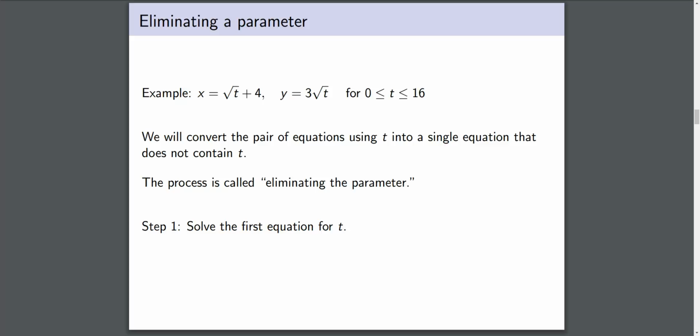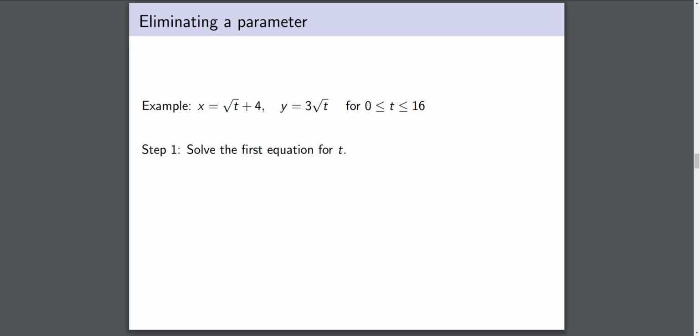The first step in doing this problem, we're going to take the first equation and solve it for t, and then we're going to use that result to substitute into the second equation. The steps here should be familiar from algebra, although we're using them in a slightly different way. Okay, let's take a look at the first step. So I'm going to take my first equation and solve for t. I'll set that up here.